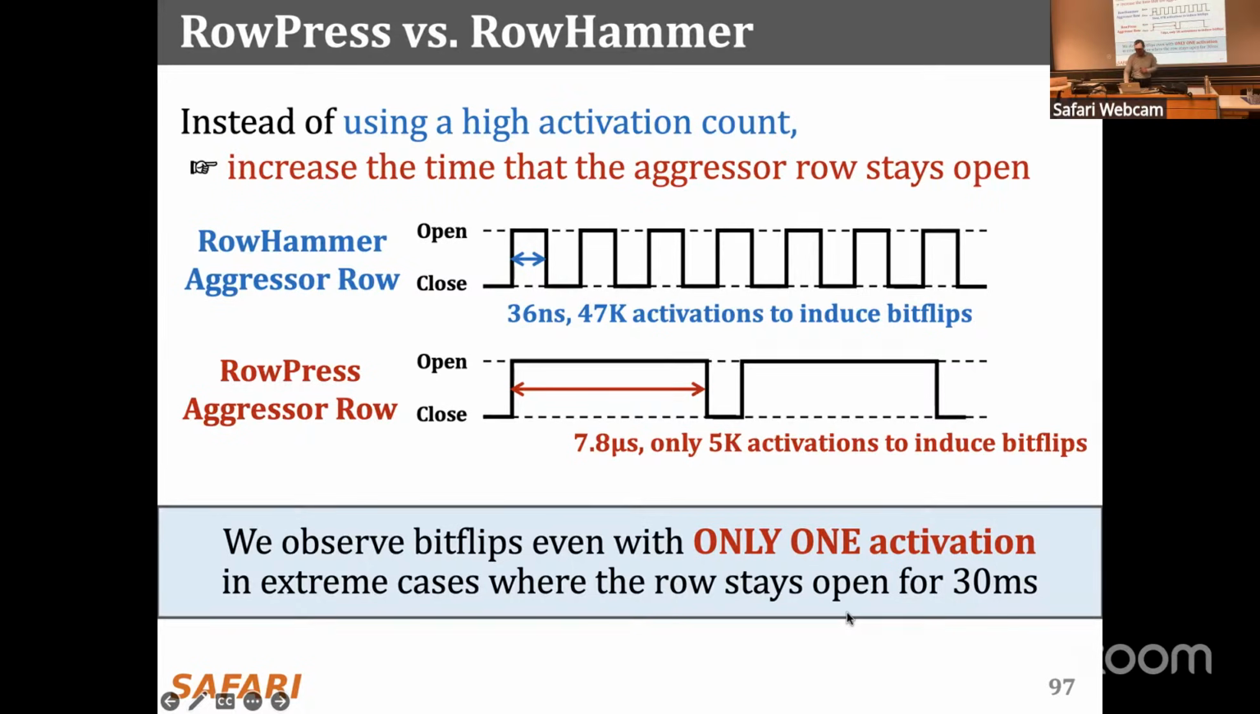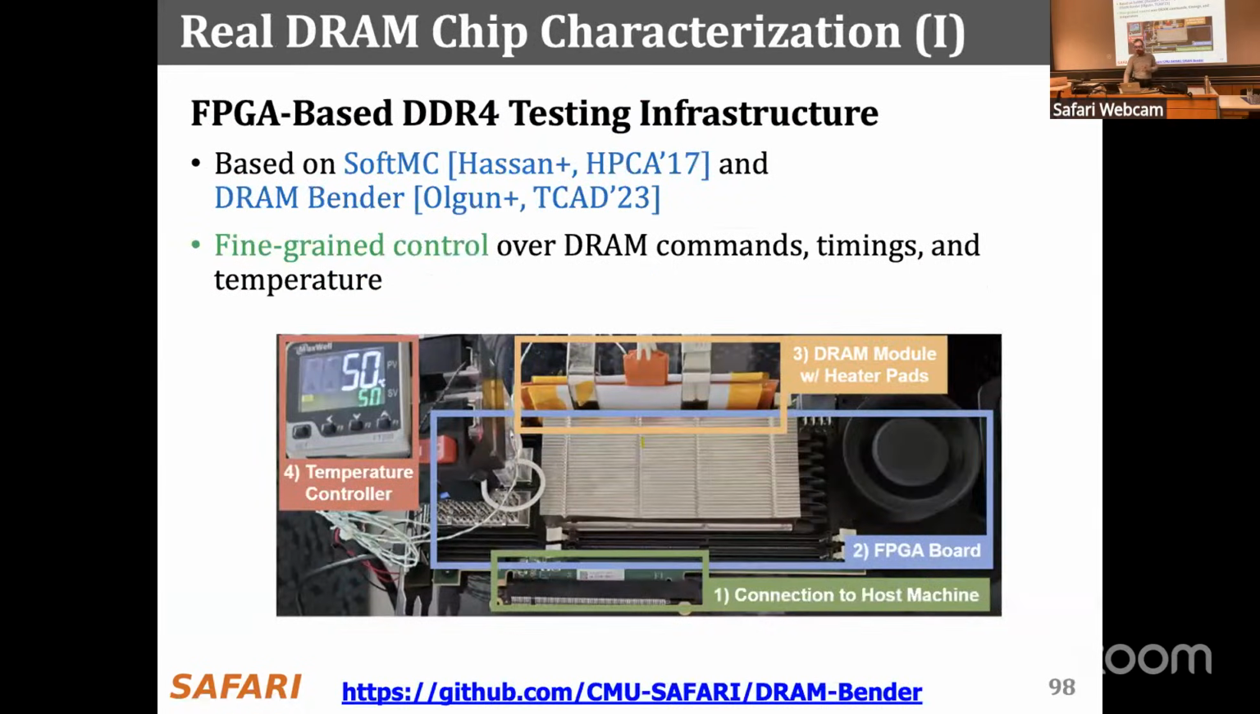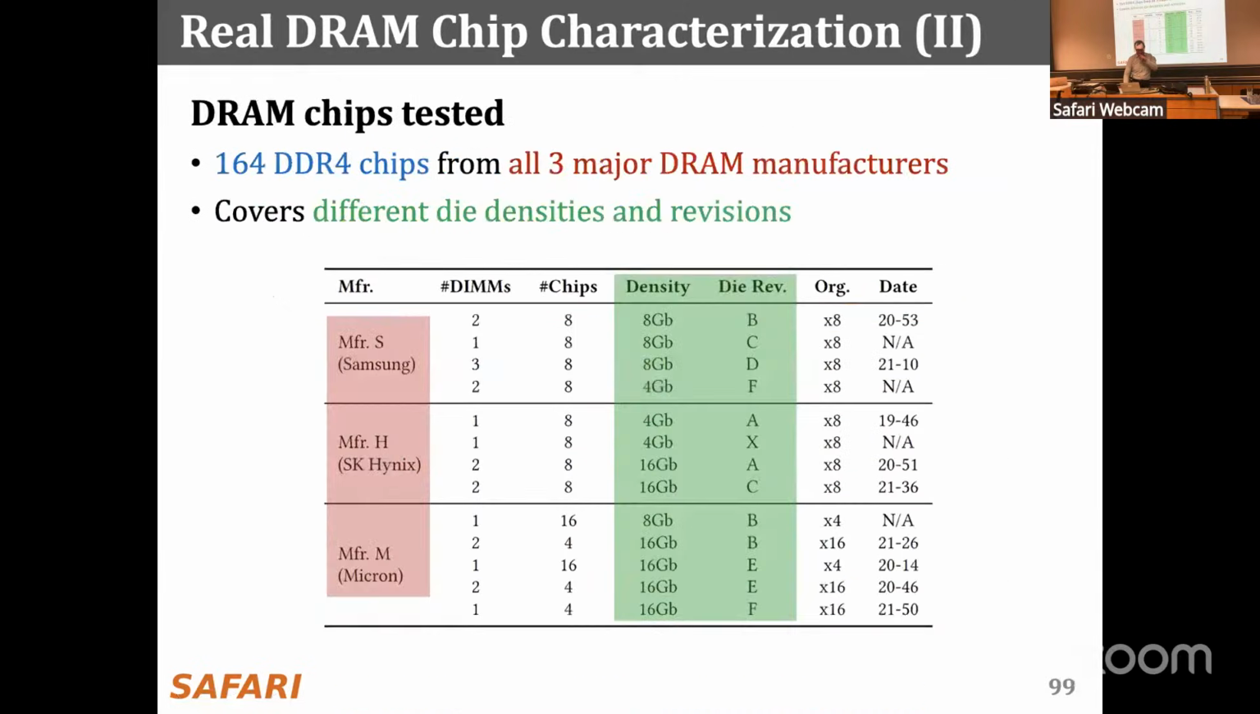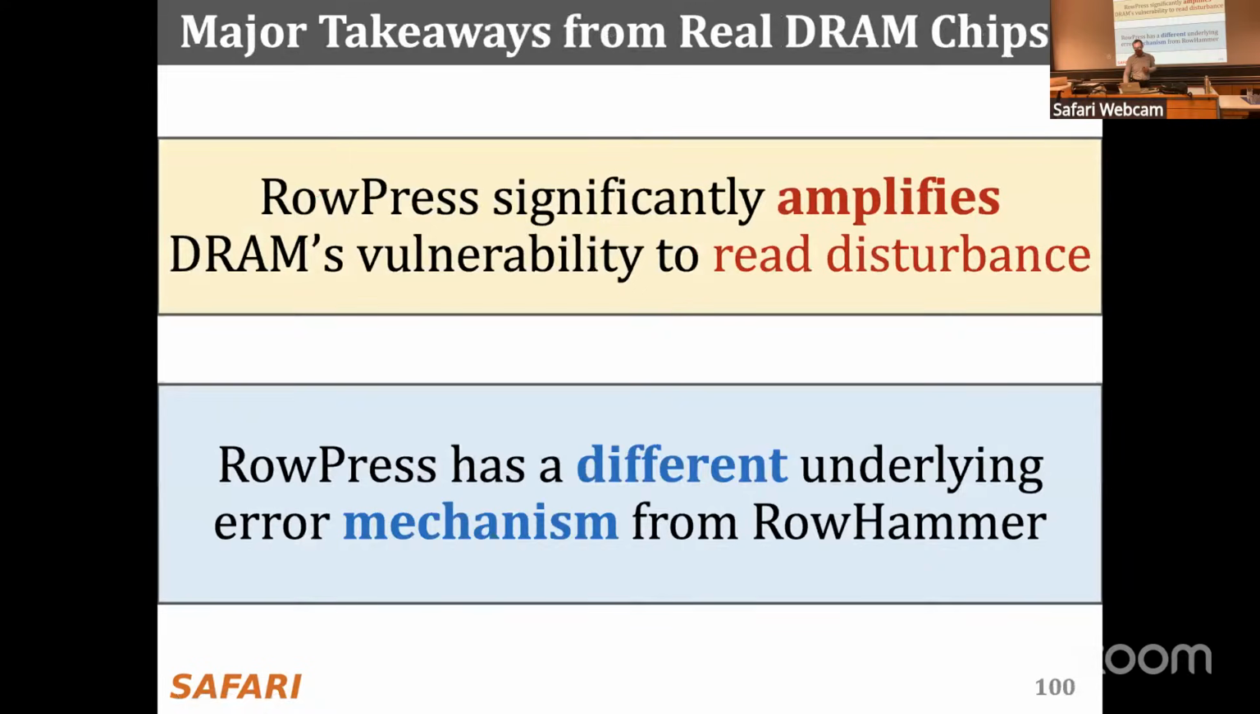Okay, so we used our FPGA-based testing infrastructure, DRAM Bender, which you've seen pictures of. This is another picture of it. And we tested essentially chips from all DRAM manufacturers. And we found that this is present in all chips that we've tested. And we showed that RowPress significantly amplifies DRAM's vulnerability to read disturbance. And it also has a different underlying error mechanism. We didn't know exactly what that mechanism was because nobody reported this problem before. There was no device level paper on this topic.